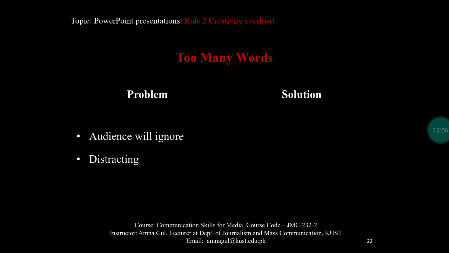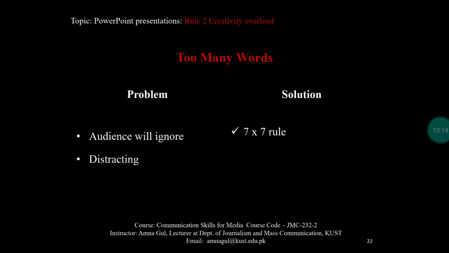The next is too many words. If there are too many words on your slide, if your PowerPoint is having a lot many words, audience will ignore it. It is once again distracting. So the solution is to go for a 7x7 rule. What is the 7x7 rule?